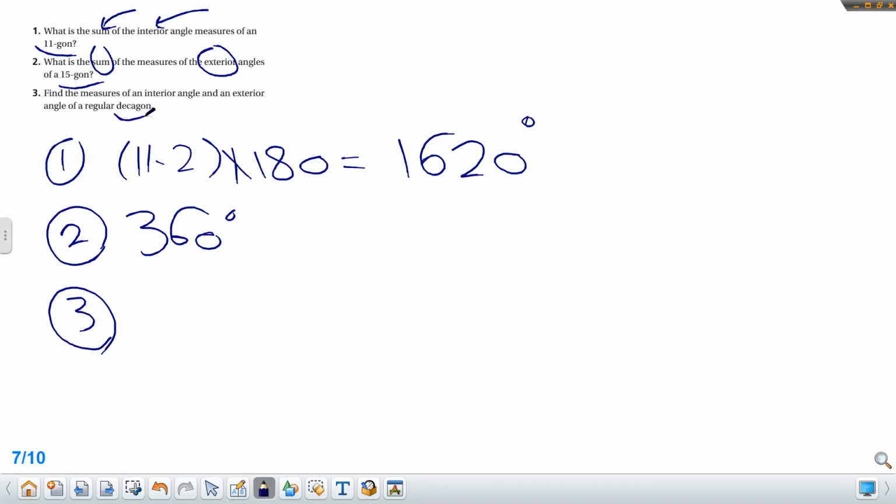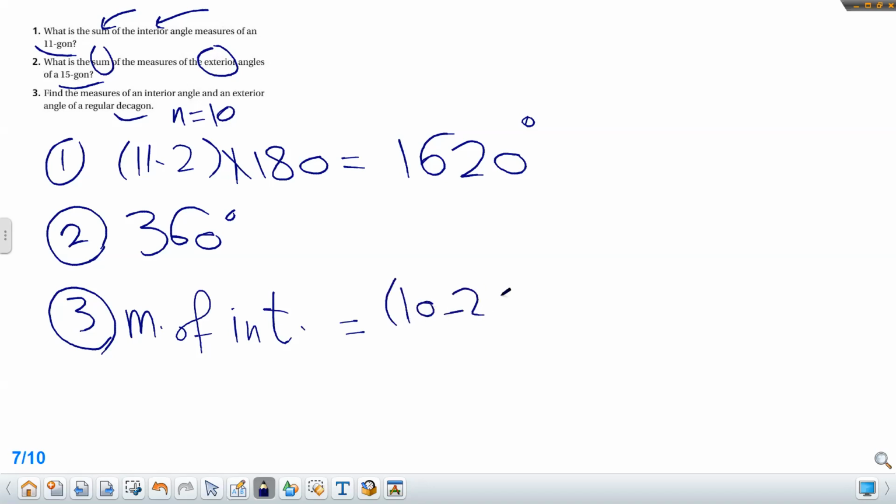Here you have a regular decagon, which has 10 sides. Okay, n equals 10. And you have a regular decagon, so you have 10 equal interior angles and 10 equal exterior angles. So how to find the measure of each interior angle? It equals the sum of interior angles over the number of angles. Sum of interior angles equals 10 minus 2, all times 180, over the number of angles, 10. Then evaluate it. It will be 144 degrees.